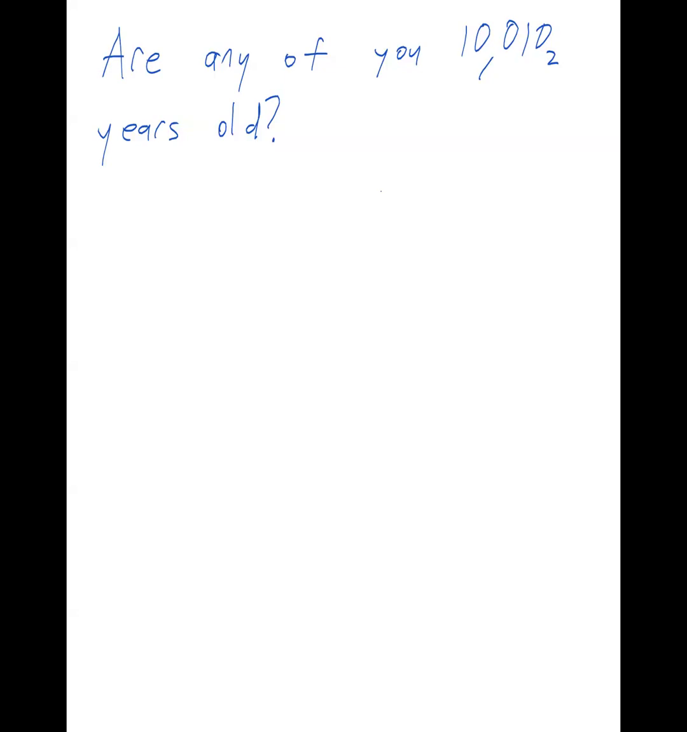Are any of you 10,010 years old? So when I first asked the question, I didn't specify the details. I just wrote 10,010 like that. But then as a hint, I wrote the 2 next to it. So when we say somebody is a certain number of years old, we are a little bit ambiguous about what we mean, because we are assuming that they know what number system we're using, right?